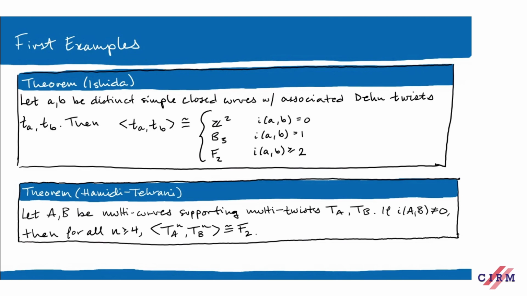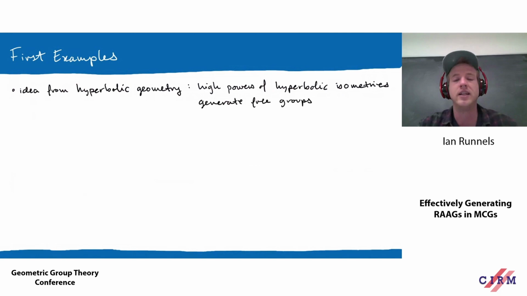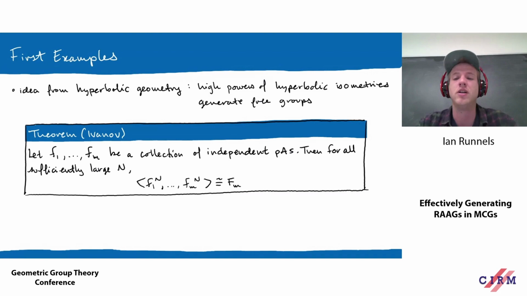So this idea that passing to powers kills relations is the theme for today's talk. And this is exactly what you do very classically in hyperbolic geometry. There's this Schottky construction for subgroups of PSL2R acting on hyperbolic space. If I take two hyperbolic isometries and take very large powers of them, they'll generate a free group. It was precisely this idea that inspired Ivanov to prove the following. If I take some finite collection of pseudo-Anosovs satisfying this independence condition, which just means that they have distinct fixed points in the boundary of Teichmuller space, then for all sufficiently large powers, their powers will generate a free group. So this is really analogous to the Schottky construction in hyperbolic space.